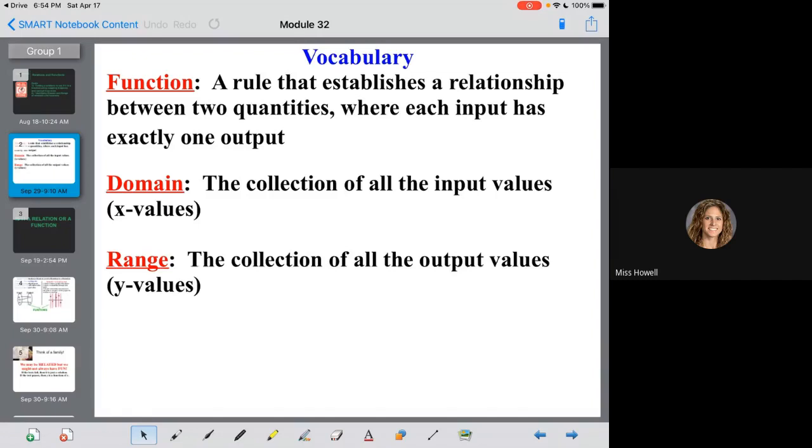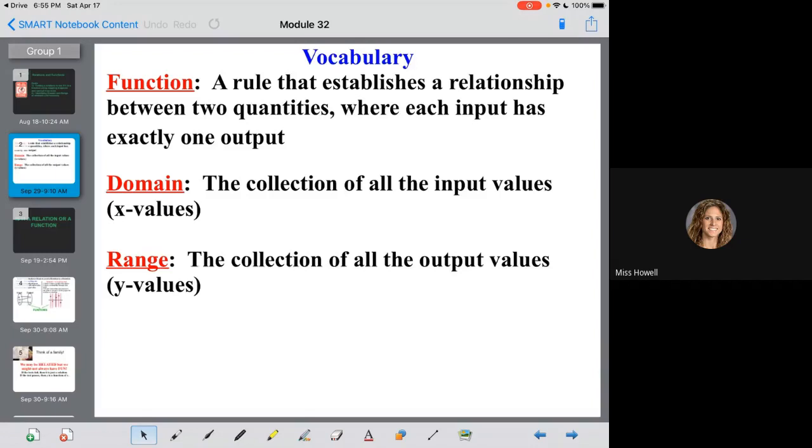So our input values, the set of numbers that create that input, is called the domain. When we're using x's and y's, it is our x values. And the output values, what we get as the answer, is our y values of our set of numbers, which is called the range. So a function says that for each domain value, there's exactly one range value that it gets paired up to. Or for each input, there's exactly one output.